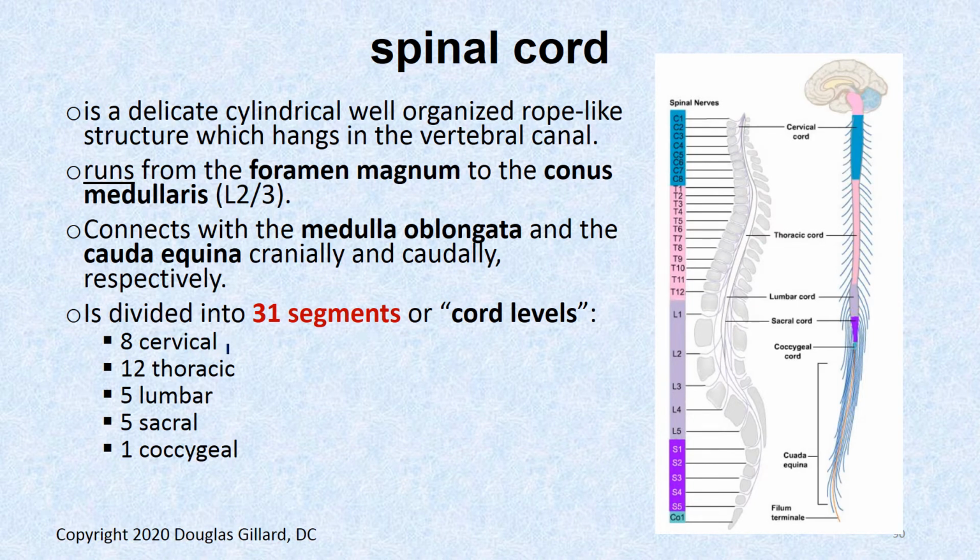So we have 8 in the cervical. Why 8? There's only 7 bones. How come we have 8 of those? Well, how many spinal nerves are there? There's 8. So these match the number of nerves.